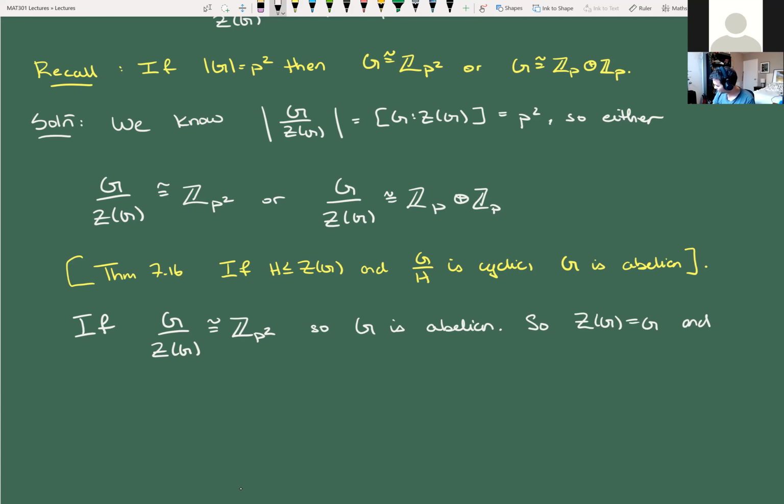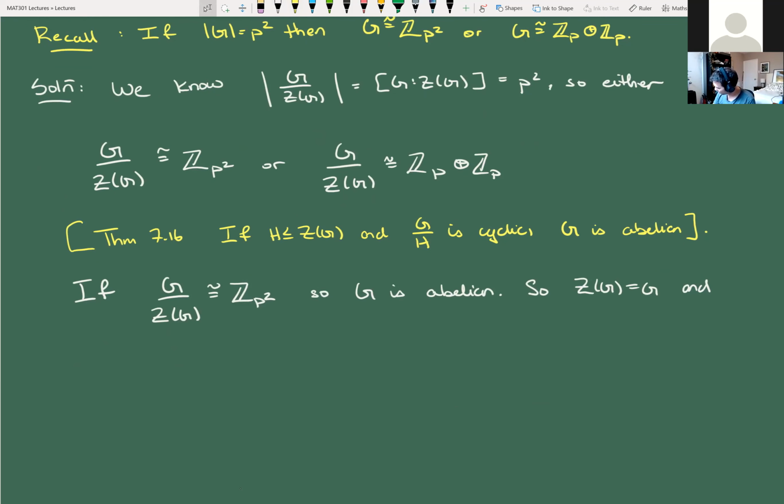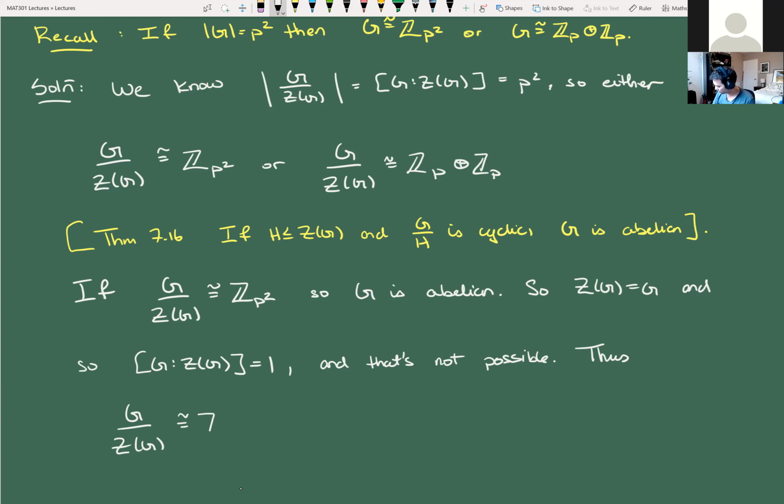And in that case, what does that mean? So thus, because we're told that the index of Z(G) in G is p squared, but the index of Z(G) in G is equal to 1, that's a contradiction. 1's not prime. So thus, it has to be the second one. And we're done.